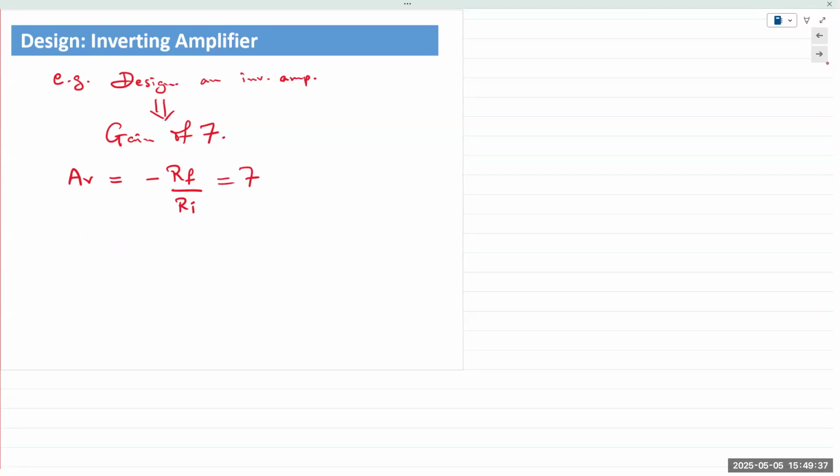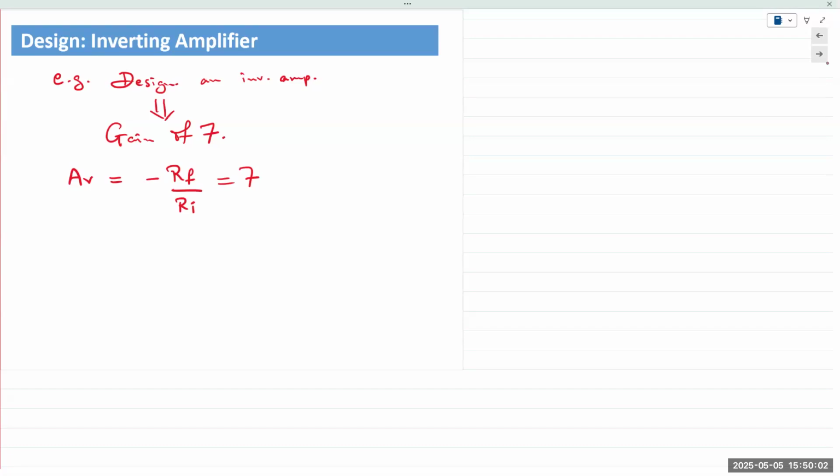Now here's the key point. In theoretical design, we can choose any resistor we want, right? We can choose 1K and 7K, and we can get a gain of 7. We can use 1 ohm and 7 ohms, and we can get a gain of 7. Theoretically, if you try to simulate this in any circuit simulation software, it will work. You will obtain an output.